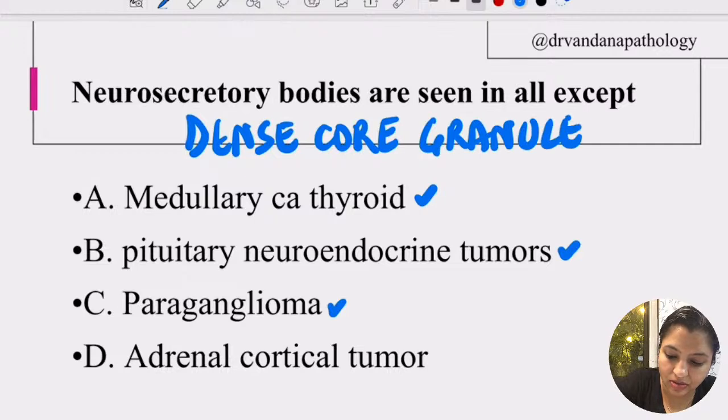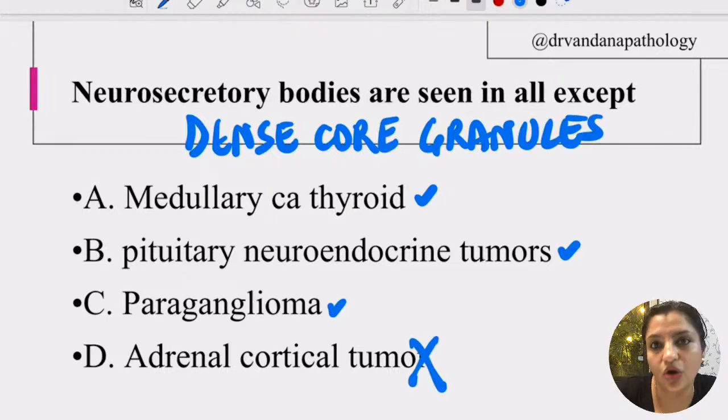And of course, you should remember that adrenal cortical tumor is not a neuroendocrine tumor, so it will not have dense core granules, right? So the answer to this question was clear, and it was also a PYQ which came in your INICET last year, right? So very important question again, which everybody should be knowing, okay?